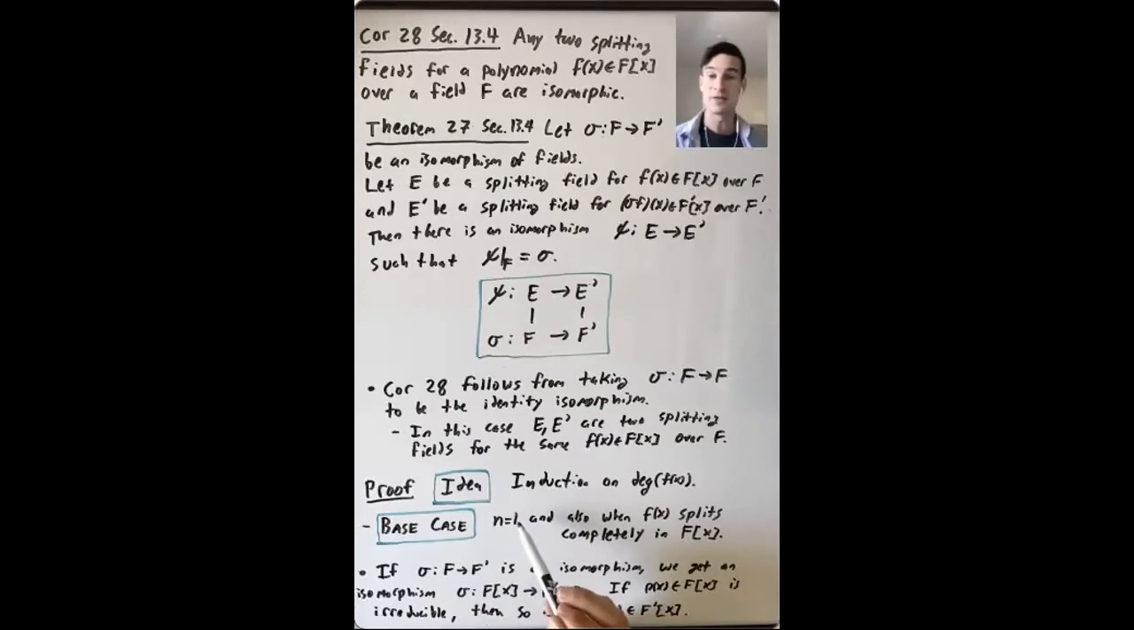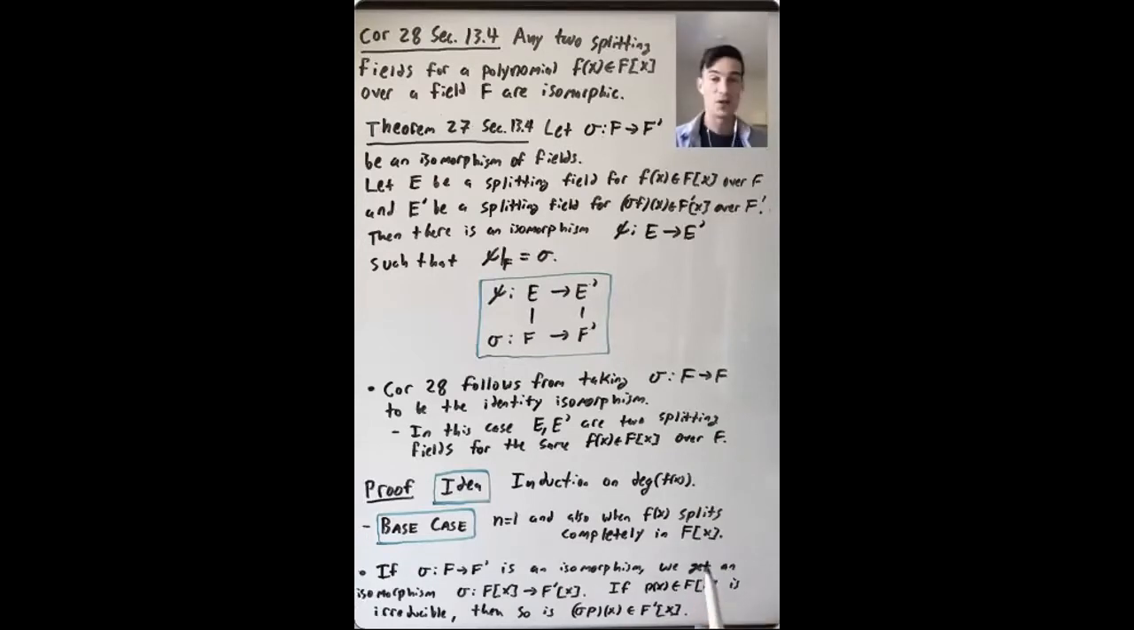We'll do polynomials of degree 1, but more generally, we can do all polynomials f of x together where f of x splits completely into linear factors in F bracket x. Because in that case, what does the splitting field for f of x over F look like? Well, that's some field extension E in which f splits completely into linear factors in E bracket x. So in that case, we just have the splitting field is F itself. Okay, so this is the base case we're going to do.